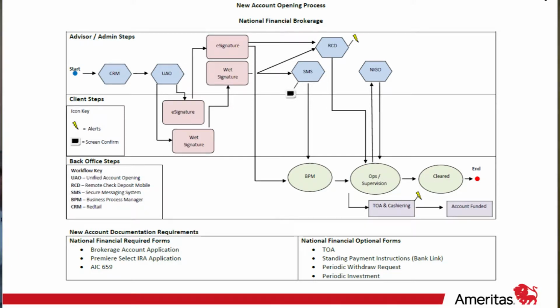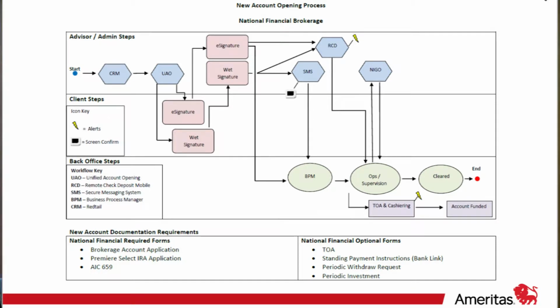You do a wet signature, you've got to get the client to sign it, you sign it, and then you have to submit it into our secure messaging system, which is SMS. That system you'll upload the file, it'll shoot it into our back office through BPM. Ops will look at it, they will tell you if it's correct or not.